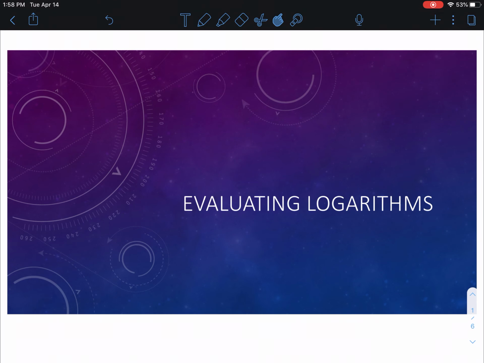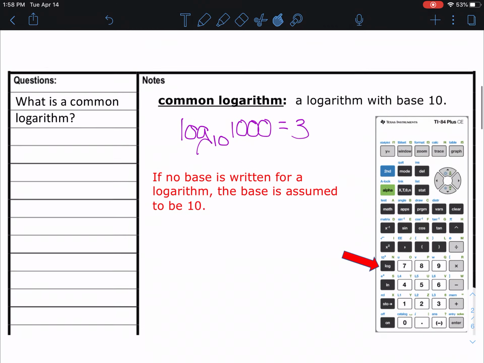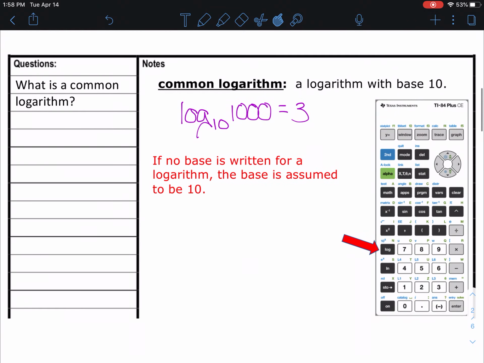Okay, hello. So now that we know what a logarithm is, we are going to look at how we evaluate a logarithm, and that just means figure out what it equals. Okay, so quickly, common logarithms. A common logarithm is simply a logarithm with a base of 10.